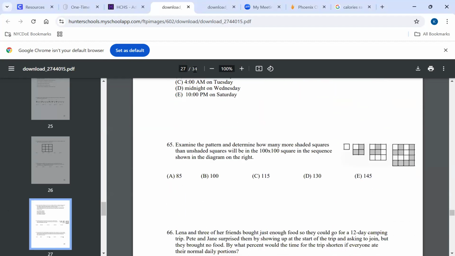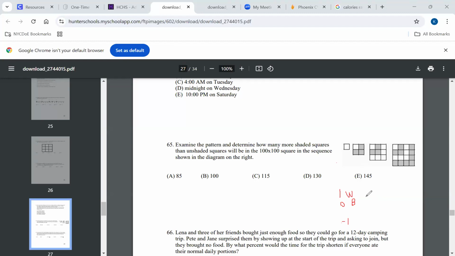Number 65. It says examine the pattern and determine how many more shaded squares than unshaded squares will be in the 100 by 100 square in the sequence shown in the diagram below. Let's see here. The first one, I recommend just writing down some things to try and see a pattern. The first thing has 1 white and 0 black. And it looks like there's 1 more white than black. Sorry, I should be writing shaded and unshaded. And -1 more black ones than white ones.